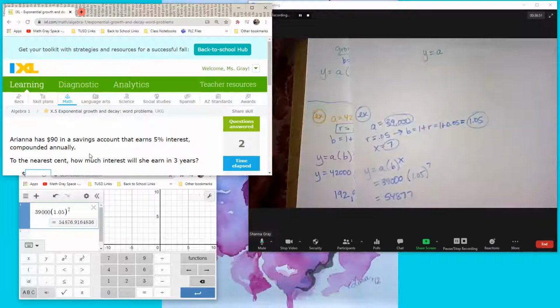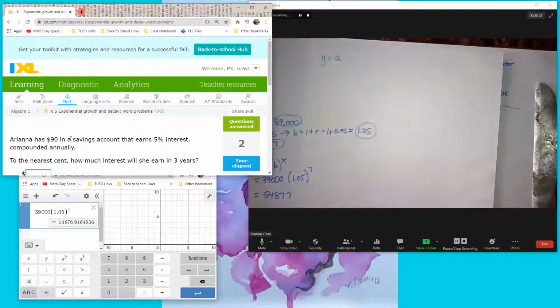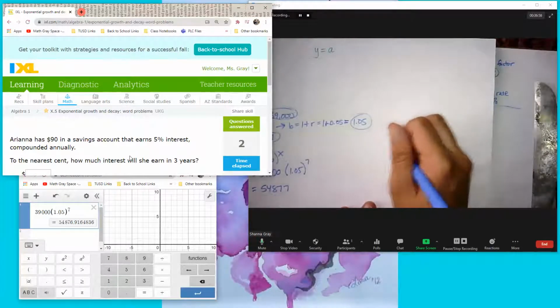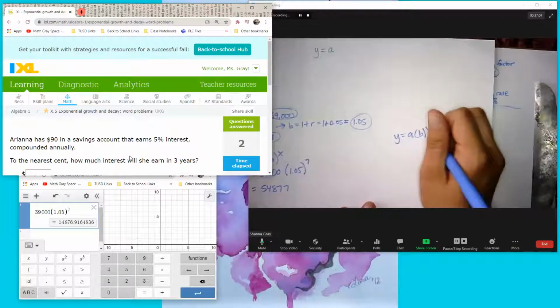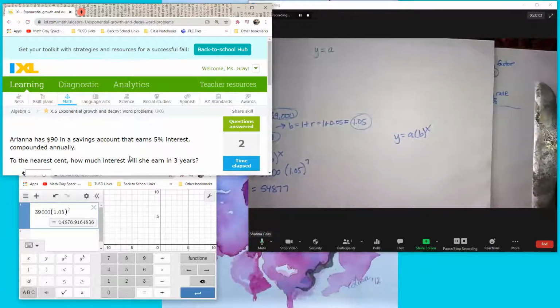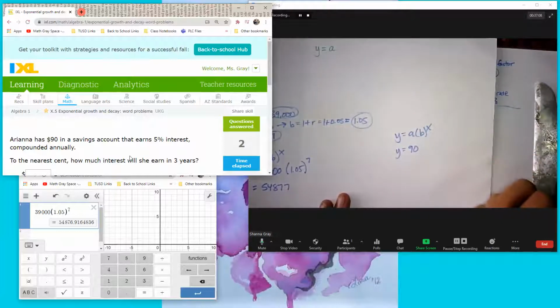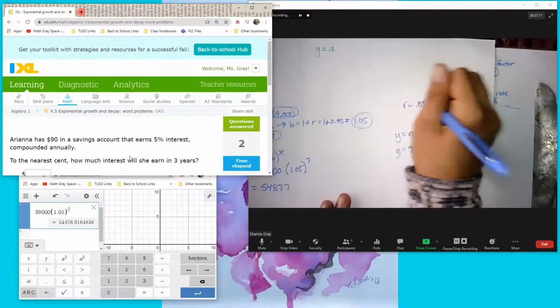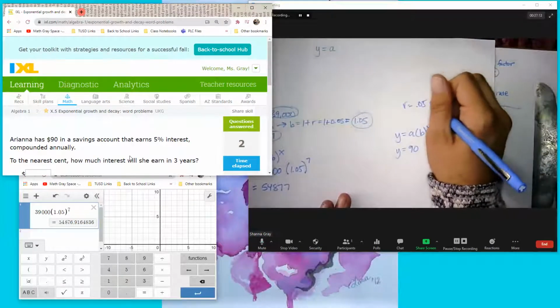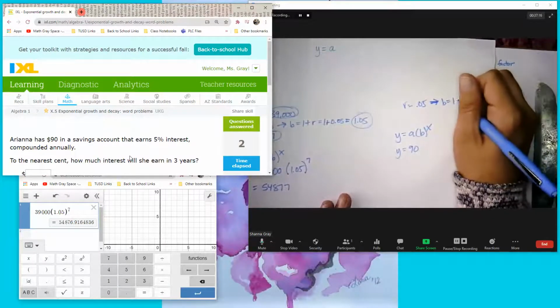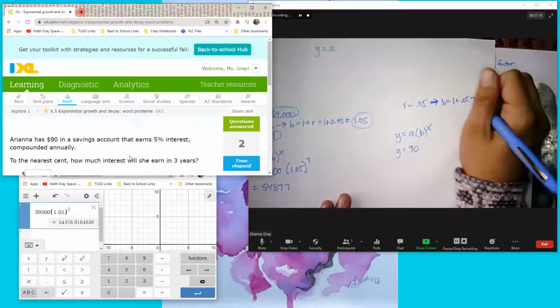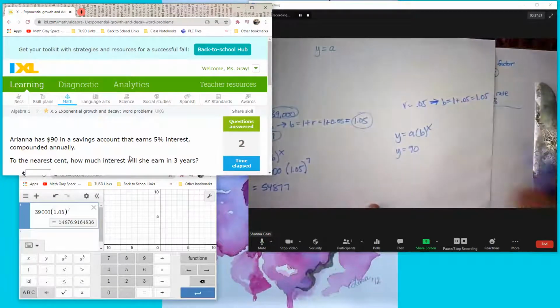So this will be the same kind of thing, another increase, right? Because it's a savings account, so it's getting bigger, it's increasing. So y equals a times b to the x power. It starts with $90, so a equals $90. Then she's earning 5%, which means that b is going to be 1 plus 0.05. And they want to know how much she'll have after 3 years.